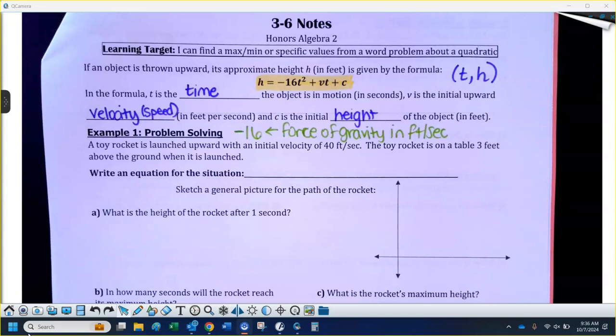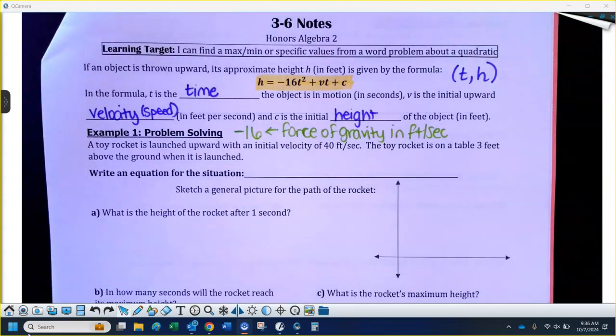There's another formula really similar to this that's in meters per second. I don't think I have anything that we're going to use that for, but the only difference is that beginning number would be negative 4.9. But for feet per second, if we're working with time in seconds and height in feet, the negative 16 is just the force of gravity in feet per second. So that's why you'll see that in that equation.